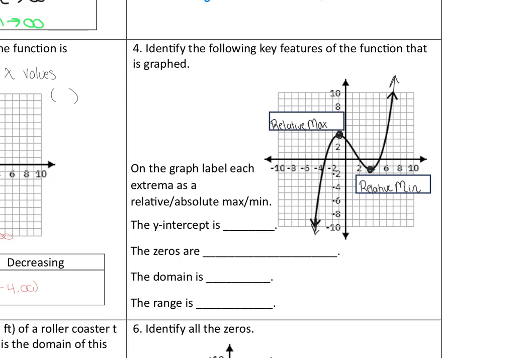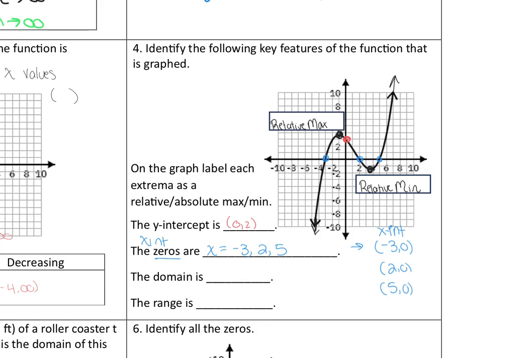The y-intercept is right here. And that dot is (0, 2). Zeros are x-intercepts. And I have a zero right here. I have another zero and another zero. So my zeros are x equals -3, 2, and 5. If they were to ask you what the x-intercepts were, we would write them as points. We would write (-3, 0), (2, 0), and (5, 0). These are the x-intercepts. But when they ask you what the zeros are, it's just x equals.